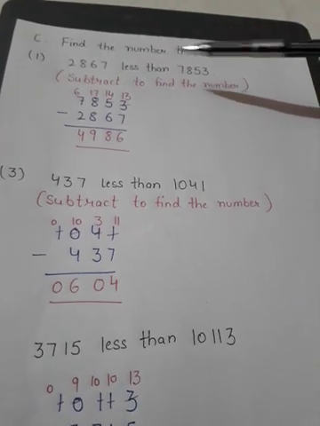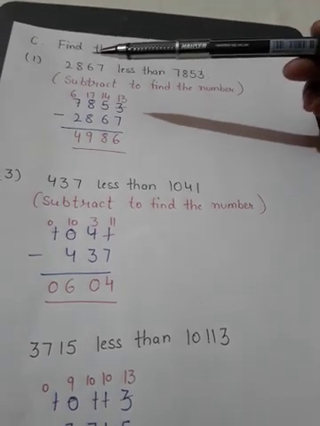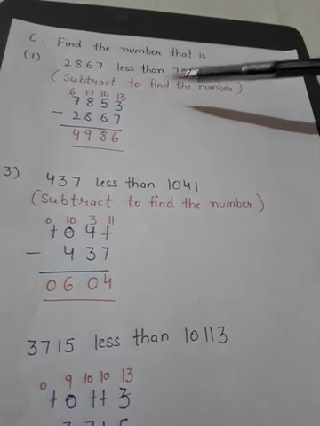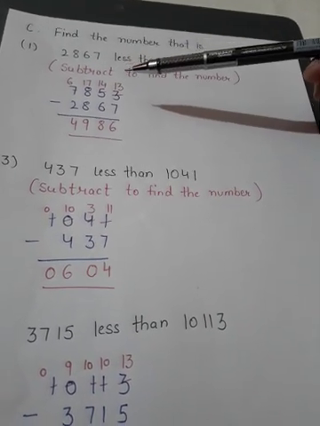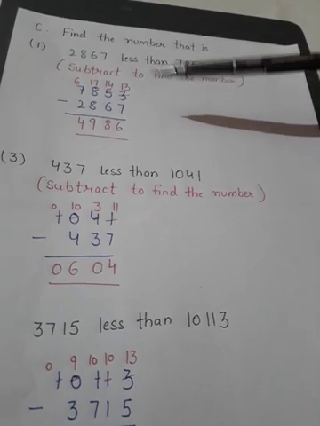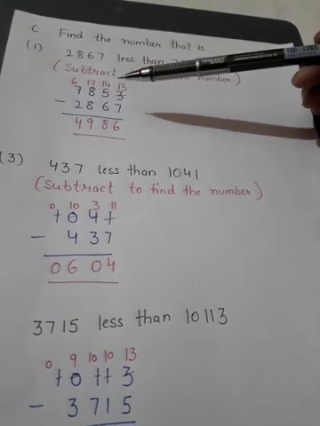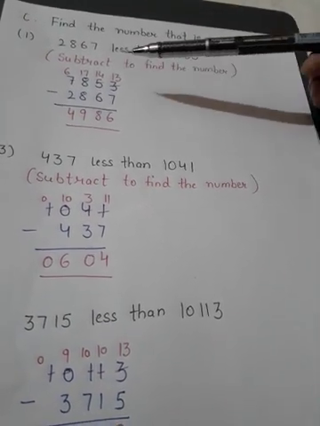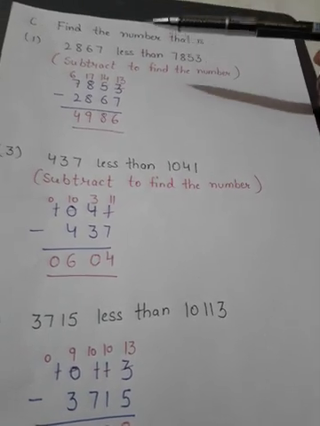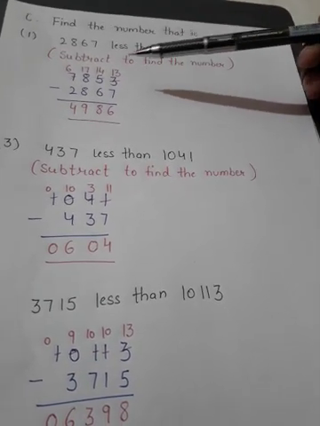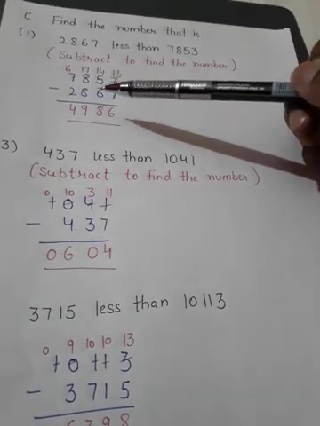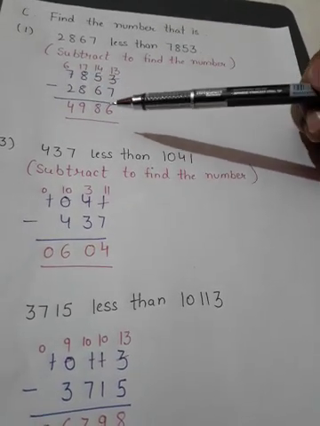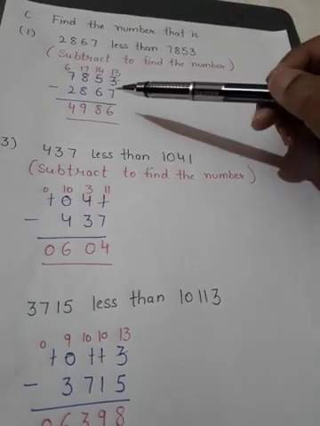Now come to question number C. That is, find the number that is 2867 less than 7853. So we have to find the number which is less than this much from this. So we have to do subtraction, right? In that question, more than was there, so we did the addition. Now here less than, so we will do the subtraction. So now 7853 minus 2867.